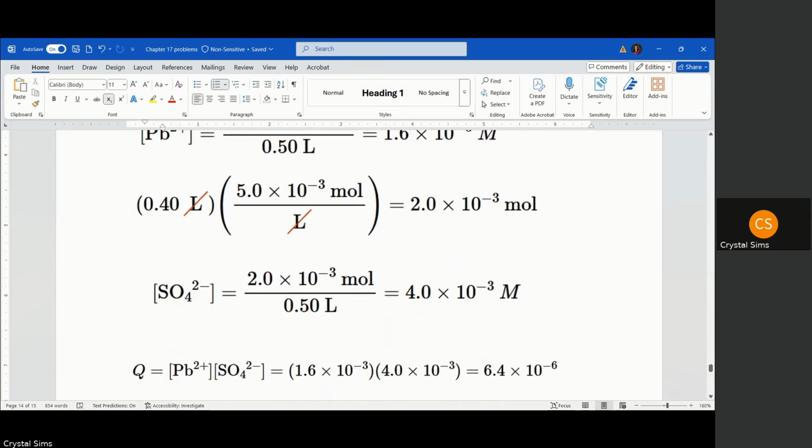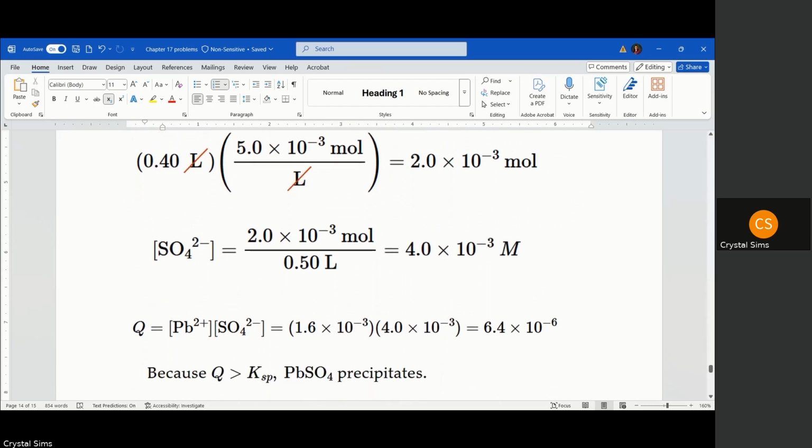So let's figure out Q. To figure out Q, we multiply our concentrations together, and we get 6.4 times 10 to the negative 6. And if we look at the Ksp value for lead sulfate, which is 6.3 times 10 to the negative 7, which we found in Appendix D, Q is greater than Ksp, so we will have a precipitate form.